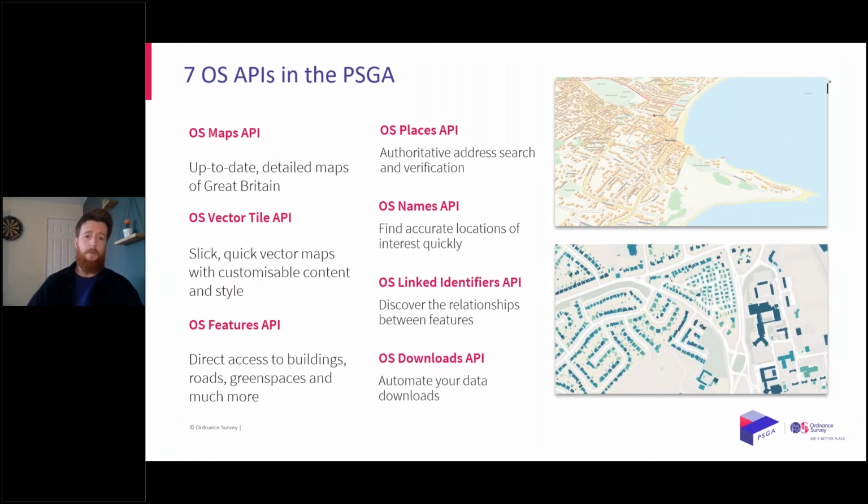We have the OS Names API for searching more generic locations. Linked Identifiers API for discovering the relationships between key identifiers. That includes the TOIDs, UPRNs, and USRNs, and really allows you to start linking data and do some really interesting things there. We've got a Downloads API so that you can automate your download of Ordnance Survey data and build that into your data pipelines in a much more automated way. And then the OS Features API, which is one that we're going to focus on just now. So next slide, please.